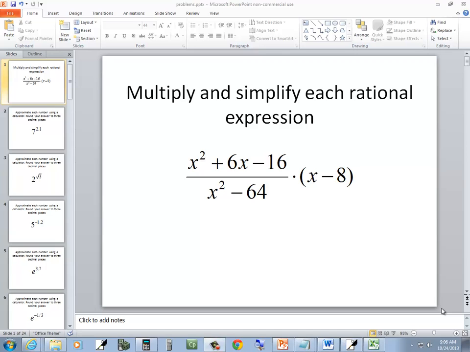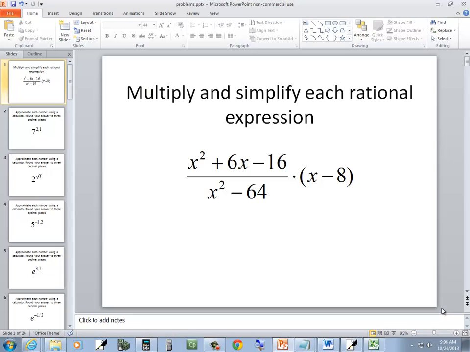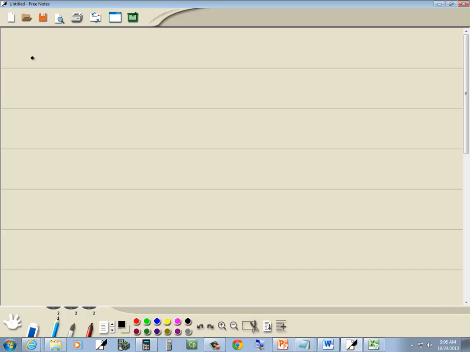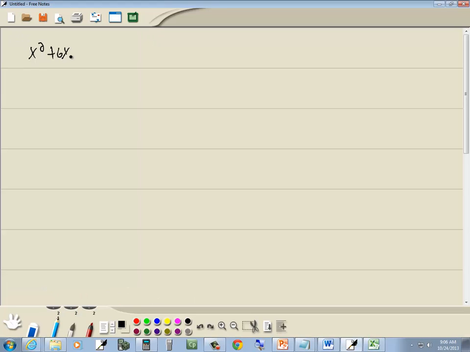In this problem, we want to multiply these. One of them is a fraction: x squared plus 6x minus 16 over x squared minus 64, times, and then this other one is just a polynomial, x minus 8.